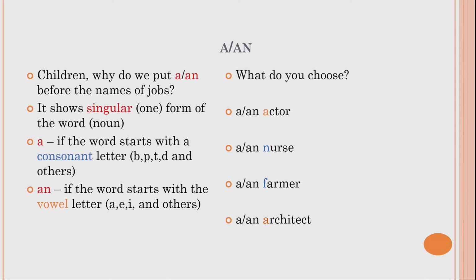Okay, for the word actor, we choose article an because actor starts with a vowel letter. A nurse, we choose article a because nurse starts with a consonant letter. Good.